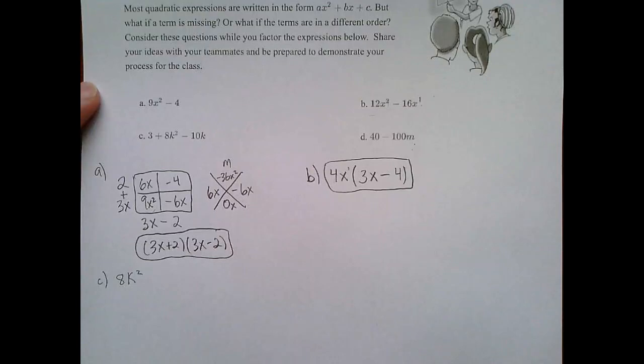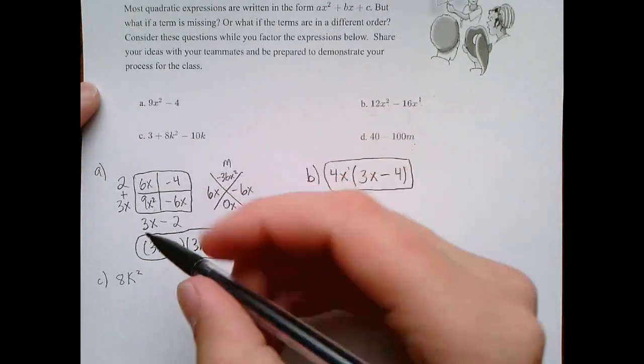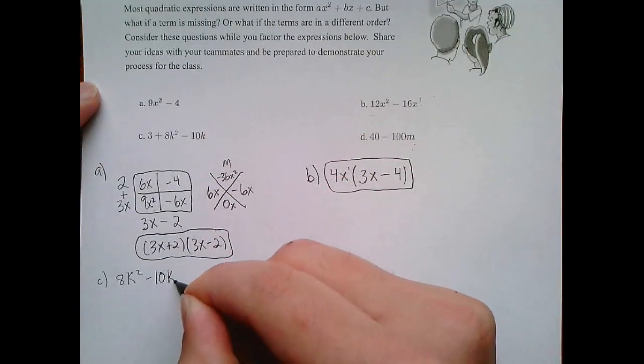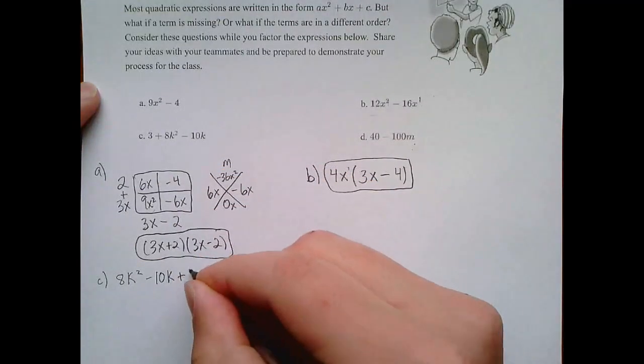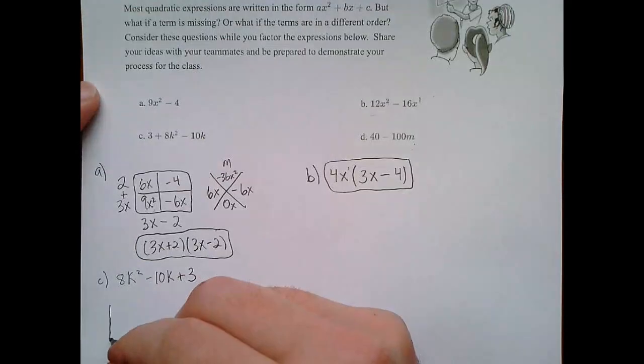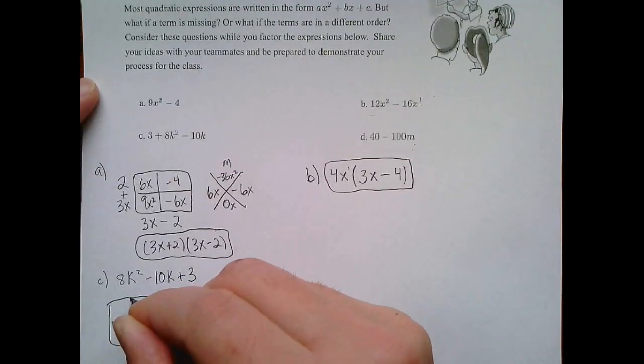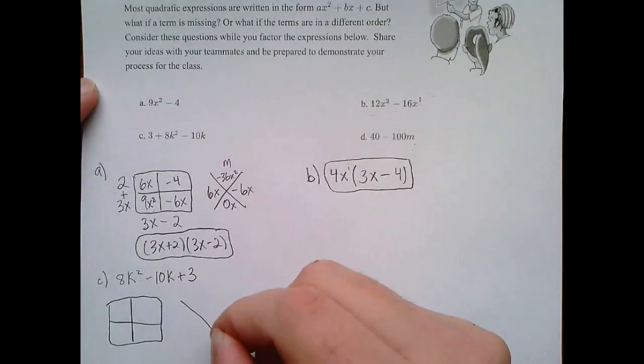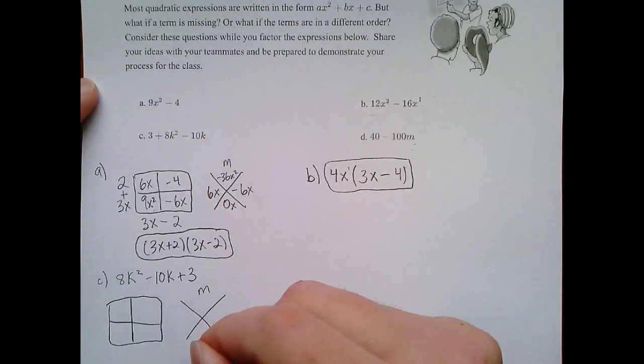What's the next biggest exponent I have for k? Oh, well, that's this negative 10k. So then there goes negative 10k. Then the constant will go by itself. Because I have it in standard form, I have a quadratic term, I have a constant term. I know that I could use this method that I developed with the box and with the x. So here I go. I'll fill in what I know.